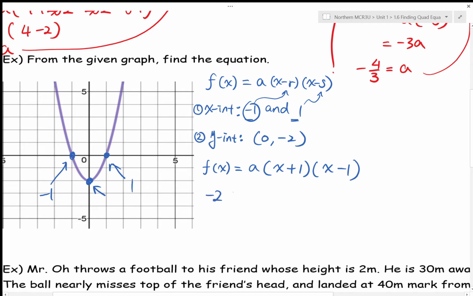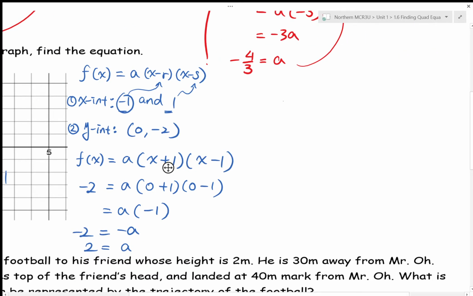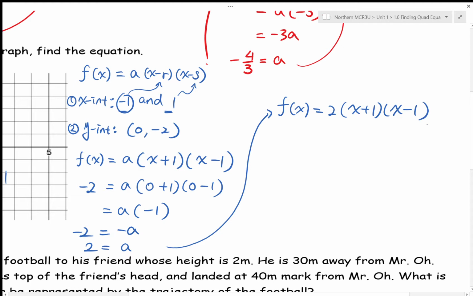So that means -2 is the y, or f at x, then a, 0 plus 1, and then 0 minus 1. So then this becomes -1, right? Or in a longer way, it's 1 times -1, but that gives me a -1. So negative a is -2. This means that a is +2. So the final answer then becomes f at x equals 2, x plus 1, x minus 1. And that's pretty much it.